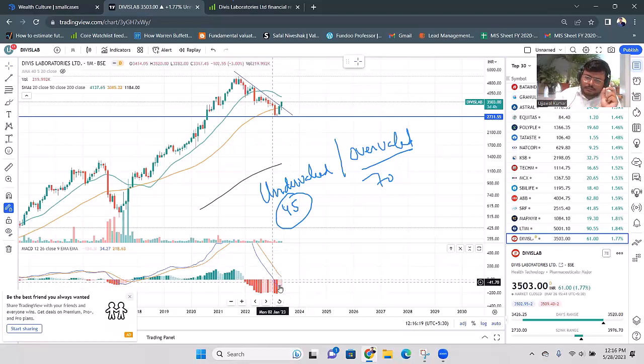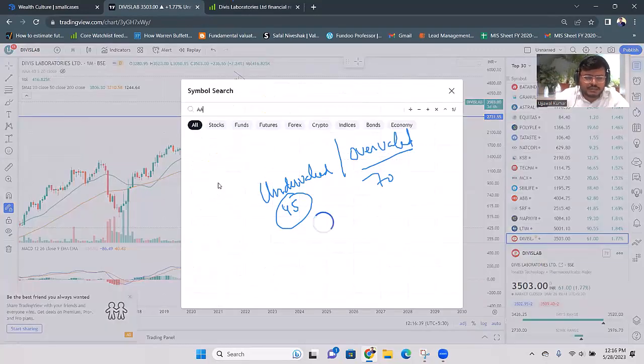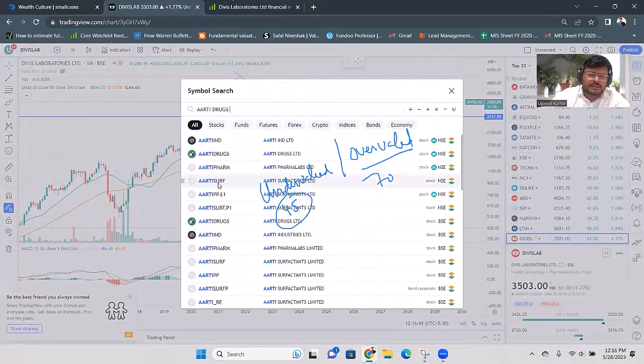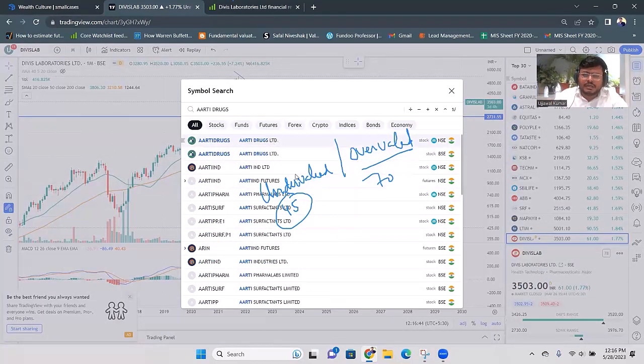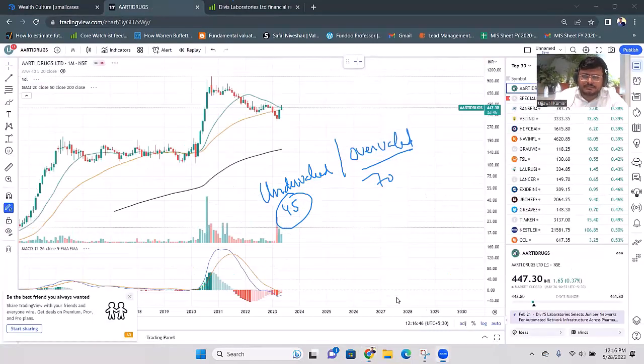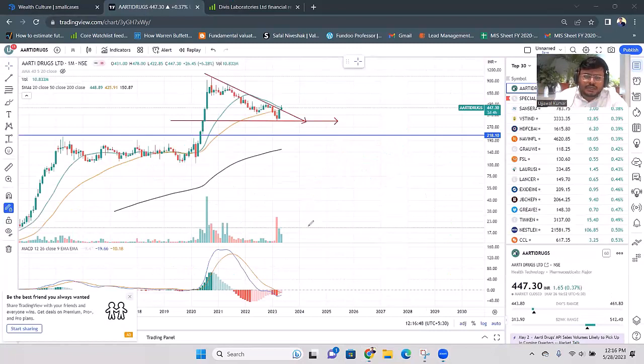So, but the pullback has happened, and because the pullback has happened, the valuation is corrected. And once the MACD indicator gives me a crossover, then I can very confidently put more money. That's the thought. And I think you can do this in multiple other companies where we have seen a decent amount of pullback. So let's look at Aarti Drugs and a lot of chemical companies that went up during COVID and have corrected significantly since then. But let's look at Aarti Drugs right now.